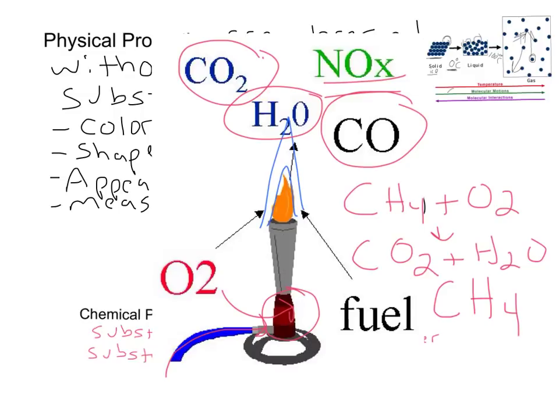So one of the characteristics you'll see in a chemical change is that when these new substances form, they don't have the same properties. That's one of the ways that we know they're new. If you gathered up the gases that came out the top of that thing, the CO2, the H2O, and the carbon monoxide and the nitrogen oxide, and you fed them back into the bottom of a Bunsen burner, you could try all day to light it. They don't burn. They are different in their properties than the fuel methane and the oxygen.